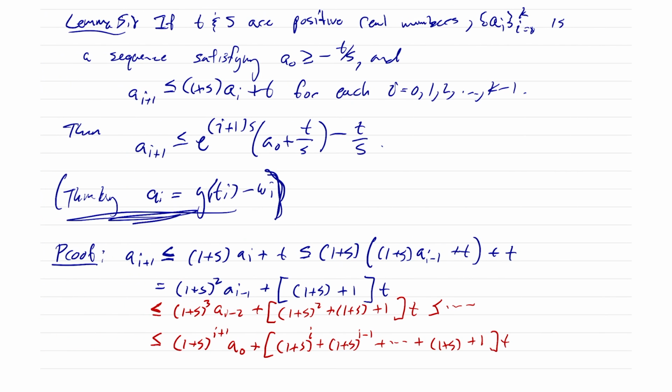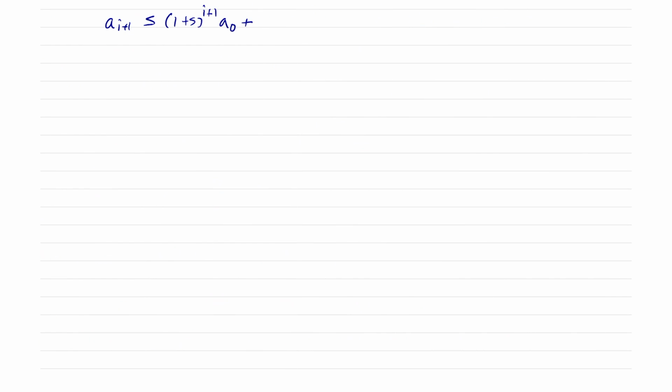And so we can go ahead and bring that over here. I'll change this back to blue. And so this gives us a_{i+1} is less than or equal to (1 plus s) to the i plus 1 times a_0 plus, now we're summing all these other guys. If you recall, if I have the sum of, picking some nice number, r to the k, k going from 0 up to n, this ultimately becomes (1 minus r to the n plus 1) divided by (1 minus r).